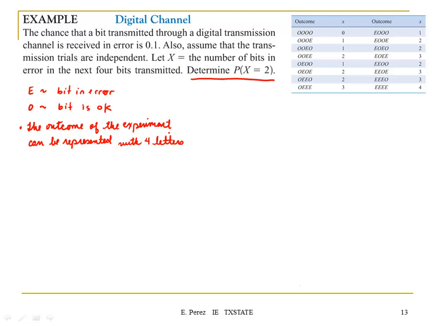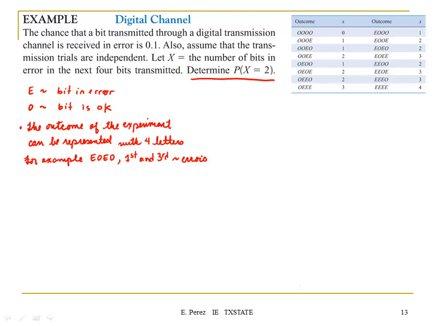Okay, so for example, if we have this outcome, E-O-E-O, that means that the first and third bit are errors, right? Remember, this is coming from our discussion on the sample space and how to determine the sample space, how many outcomes we have based on the experiment, and how you can represent the outcomes.